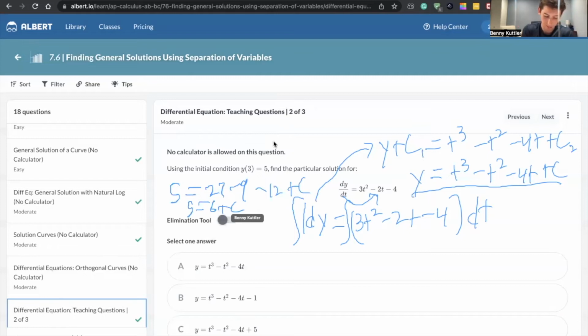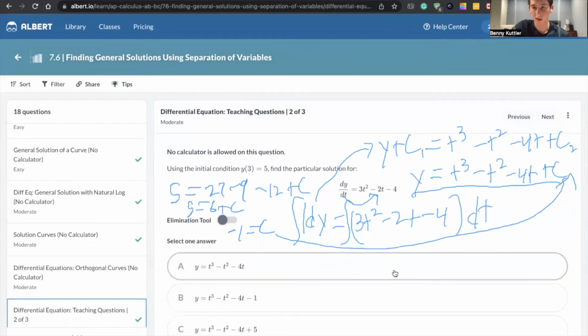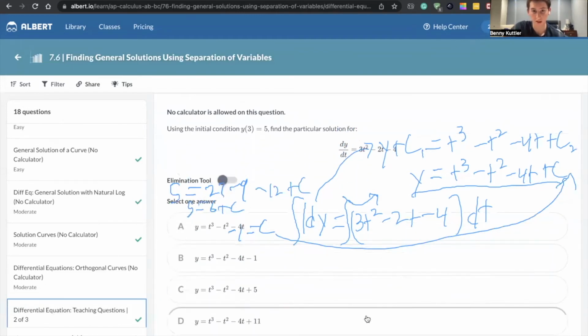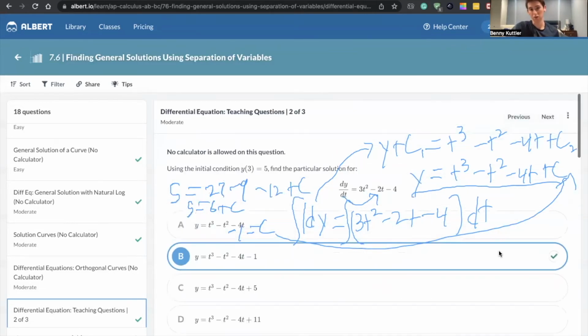And then subtract 6 on both sides. You get negative 1 equals c. Then you just plug that c right back into here. So it's going to be whatever this is, but c is negative 1. So if we look, t cubed minus t squared minus 4t, all this stuff with the minus 1 at the end. And that is how you separate and integrate.